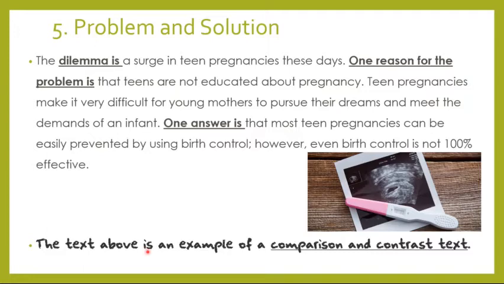Again, what is the problem? Okay, teen pregnancies. And what is the solution? Okay, one answer is, again, so we can say that this is a problem and solution text. Why? Bakit? Because there is a problem, merong problema. What is the problem again? Okay, teen pregnancy. What is the solution? Ano yung solution? Using birth control. Now, let us look at your learning task for this week.